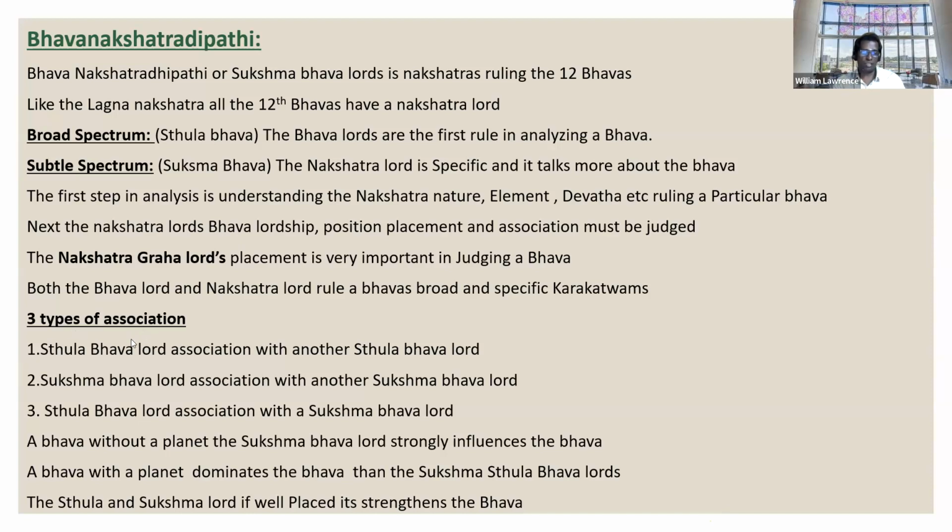So there are three types of association. The Sthula Bhava Lord is the usual Sthula Bhava Lord, the Rasi Lord, and his influence. The Sukshma Bhava Lord is the Nakshatra Lord. Next is a combination of the Sthula Lord and the Nakshatra Lord, that is, the Rasi Lord. Let's say the seventh house is ruled by Venus, and the seventh nakshatra is ruled by Moon. So if the Rasi Lord and Nakshatra Lord combine together, the significance of the particular bhava becomes very strong.